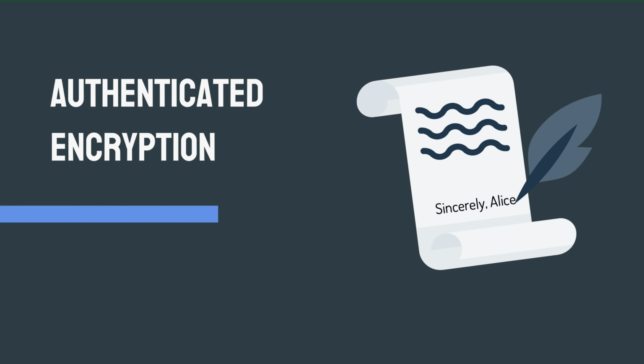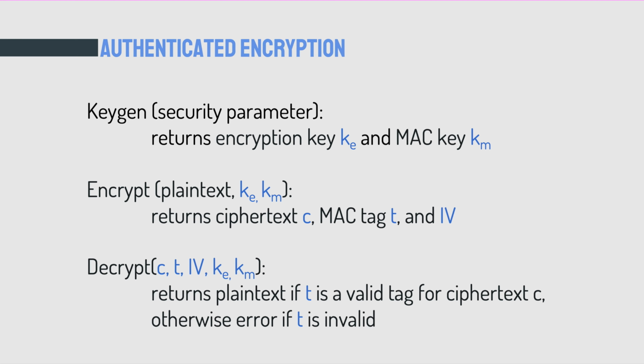Okay, so let's take our encryption and message authentication and put it together into one package called authenticated encryption. Once again, we're going to have a family of 3 functions. The key generation function is going to accept a security parameter, and this time it's going to produce an encryption key and a MAC key. The encryption function is going to accept a plaintext and the encryption and MAC keys and produce a ciphertext, an initialization vector, and a MAC tag. And finally, the decryption function is going to accept a ciphertext, a MAC tag, an initialization vector, and the 2 keys. Now here's where the magic comes into play. The decryption function will only ever return a plaintext if the MAC tag is valid. Otherwise, it will simply produce an error.